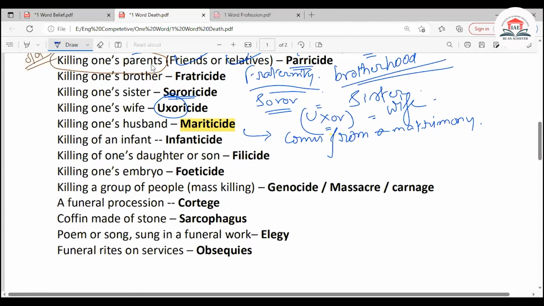Now, this is a completely different word, when the root word has no relation with the recent meaning of the word. Mariticide comes from husband. Mariter, husband. From mariter, it is mariticide.